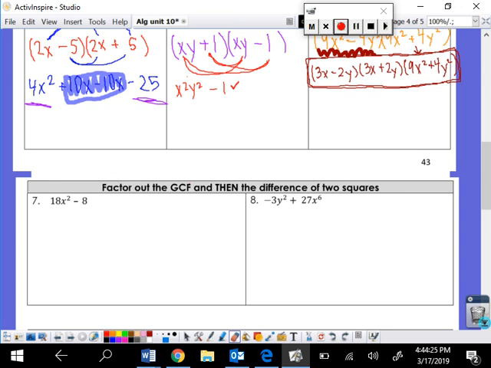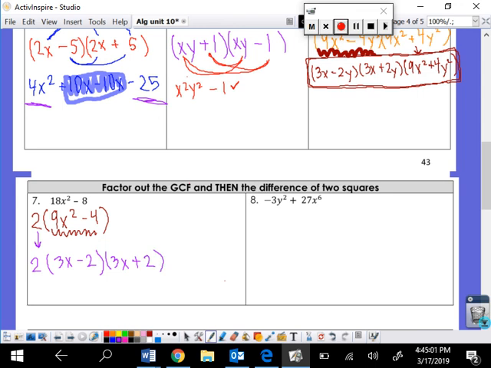But sometimes, if we look at 7 and 8, notice we're going to factor out the greatest common factor. Then we're going to have to take the difference of 2 squares. So in number 7, we've got 18x squared minus 8. Those are obviously both divisible by 2, so we can rewrite that as 2 times 9x squared minus 4. Okay, so now in our parentheses, we've got the difference of squares. So we need to still simplify that further. You keep the 2 on the outside. 3x minus 2, 3x plus 2.